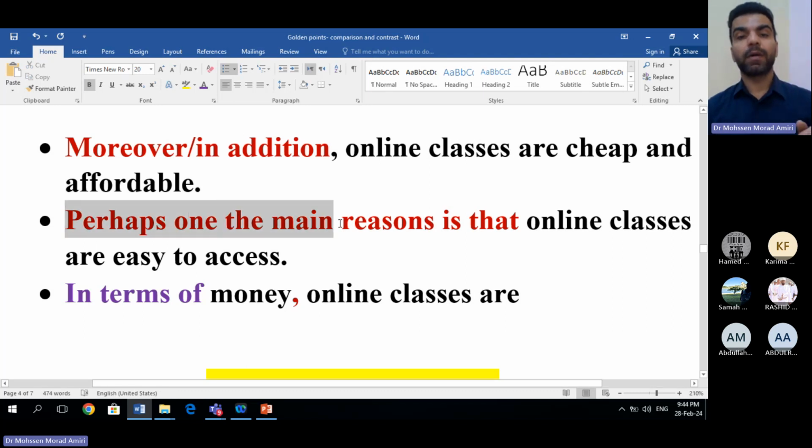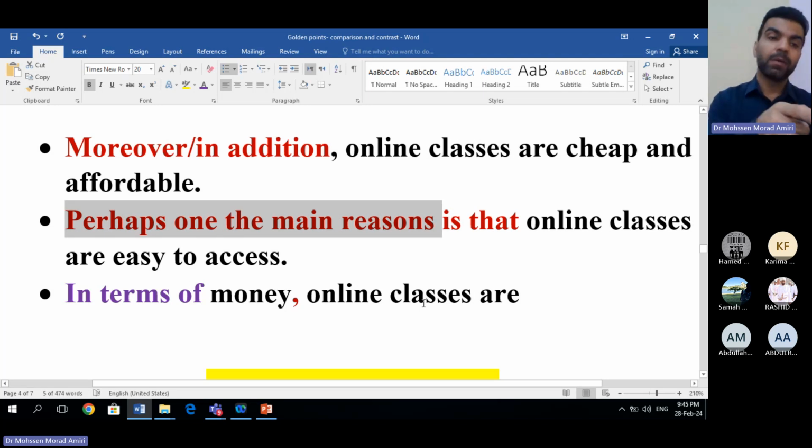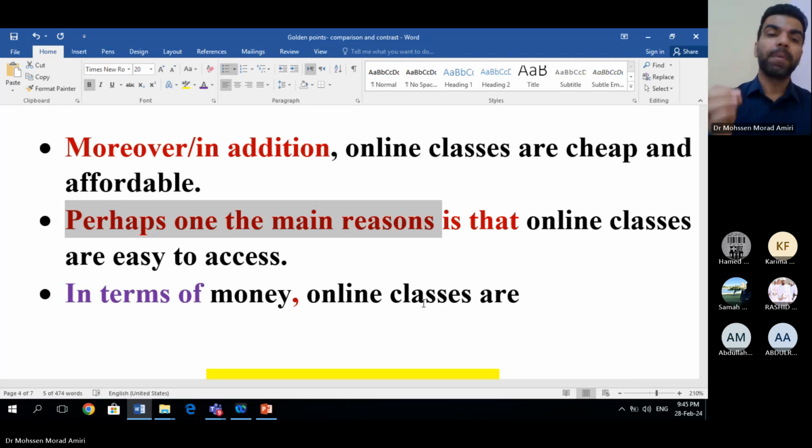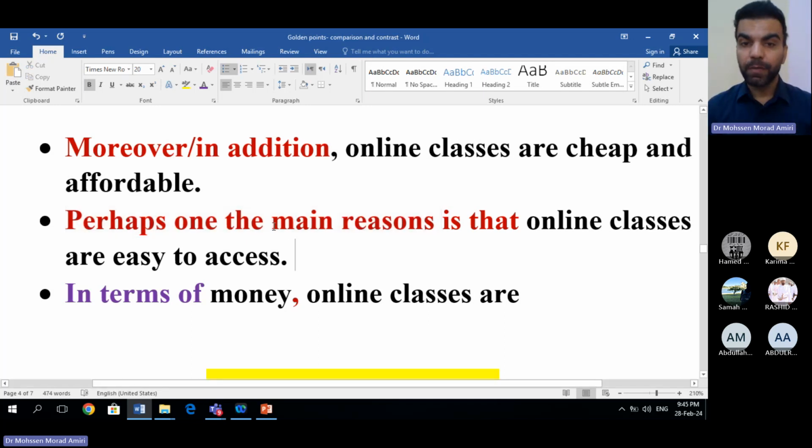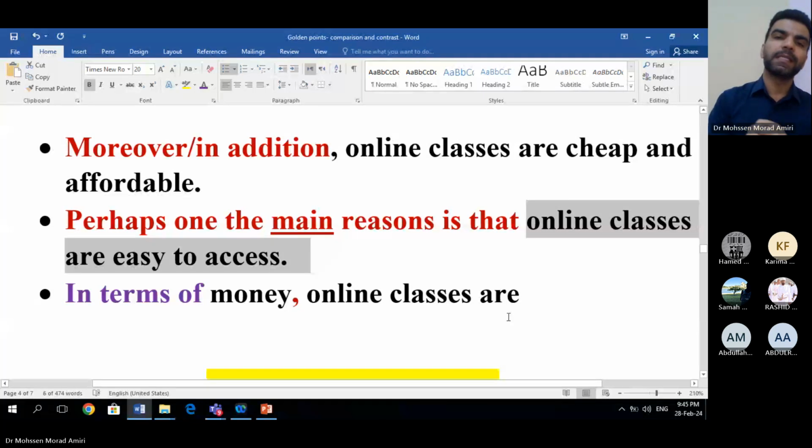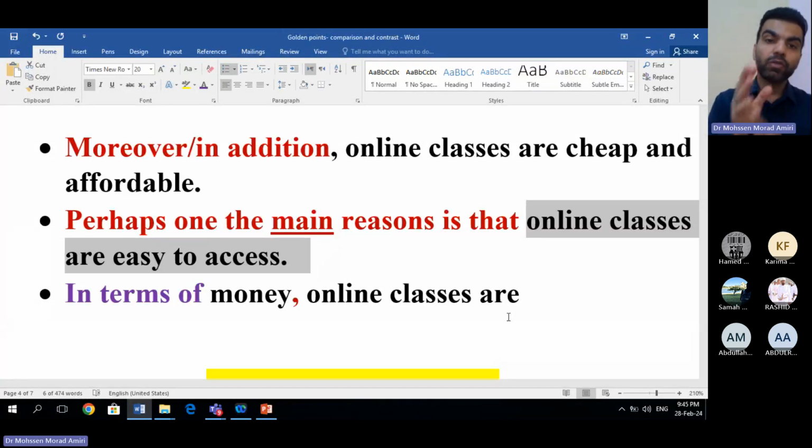Again, another, when you want to give reasons, I told you should give reasons for comparison. One phrase is this: perhaps, maybe, perhaps. One of the main, one of the main reasons is that. Look, you always make mistakes in this part, shabab. One of the main reasons is that. After is that, you make mistakes because of your grammar. So I want you to focus in this part when you are giving the reasons in the comparison contrast.